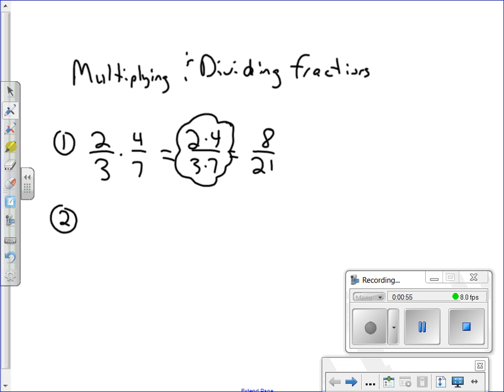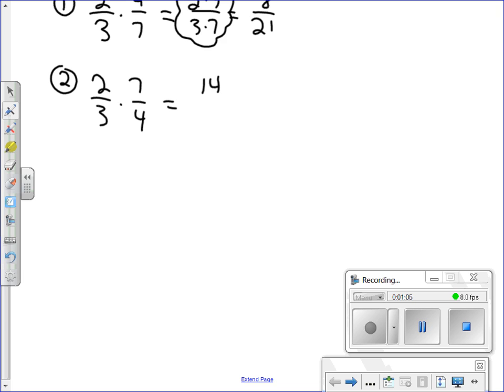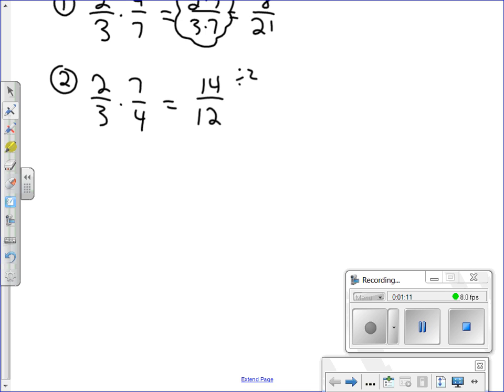Let's take a look at another situation. If you were multiplying 2/3 times 7/4, you can actually work this problem two ways. You can do top times top, which is 14, bottom times bottom, which is 12, and then reduce the fraction by dividing both the top and the bottom by 2, and that gives you the answer 7/6.